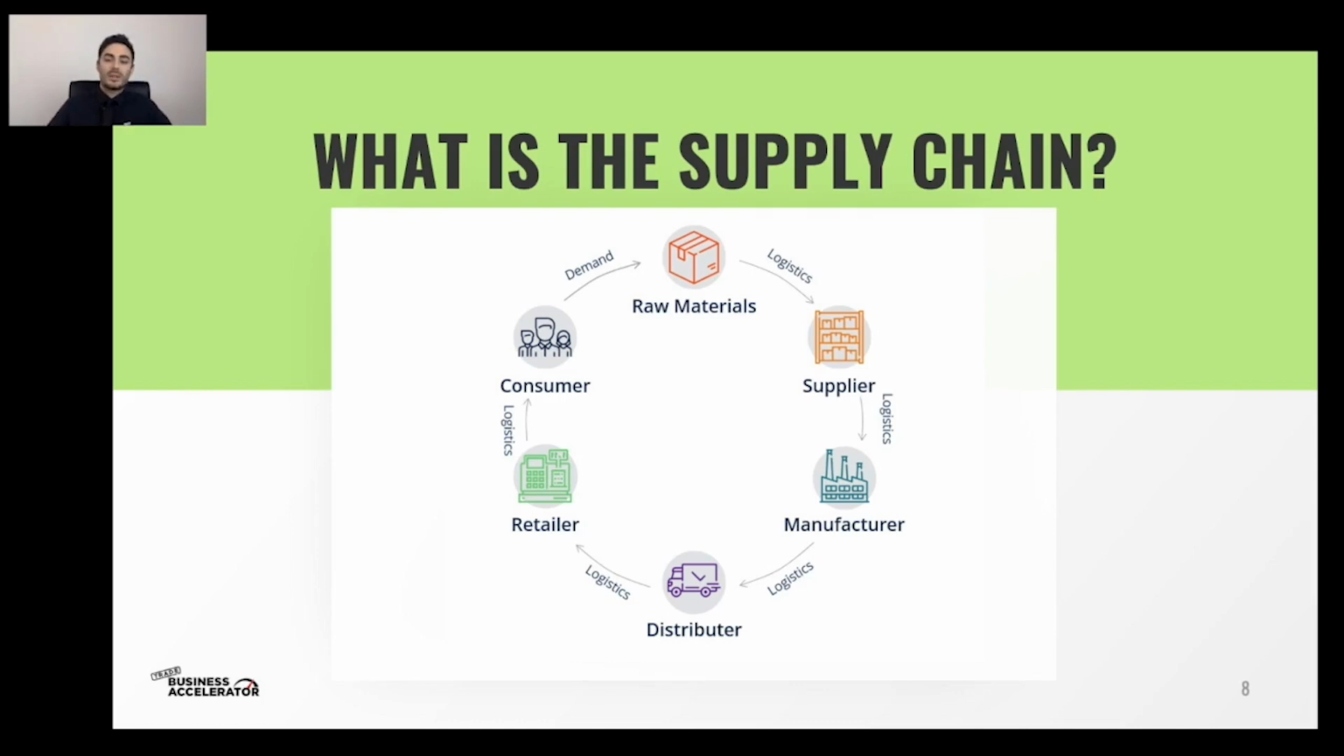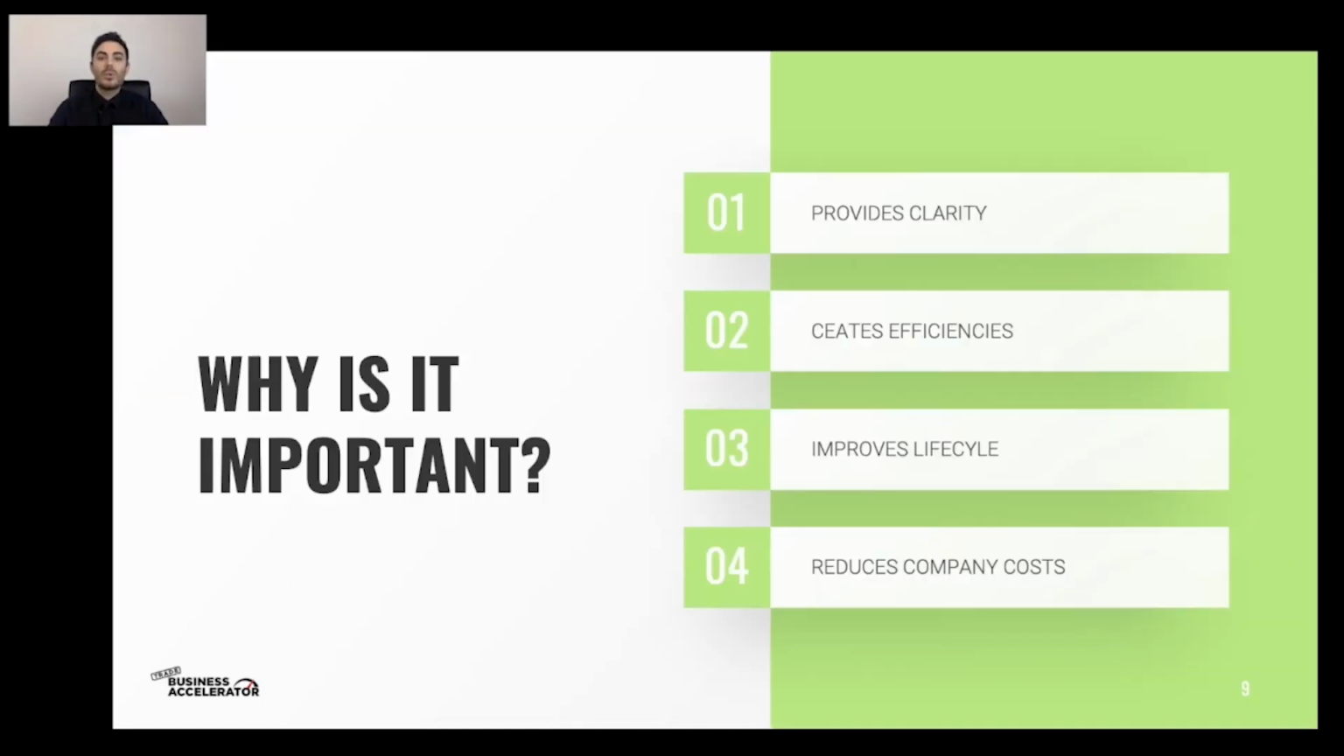That supplier will sell it to a manufacturer, and a manufacturer. So why is good supply chain management important? Why is management between all of the stakeholders throughout that supply chain, and making sure that every element of the supply chain is managed correctly, important?